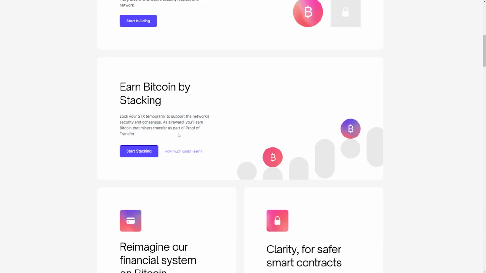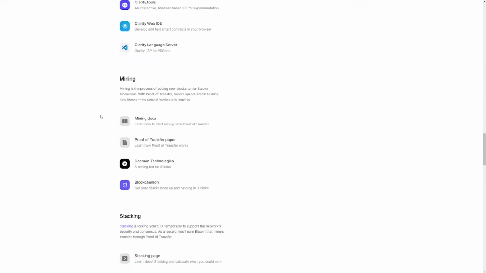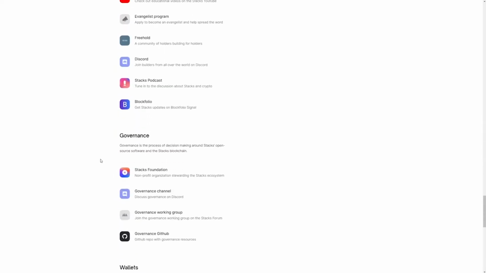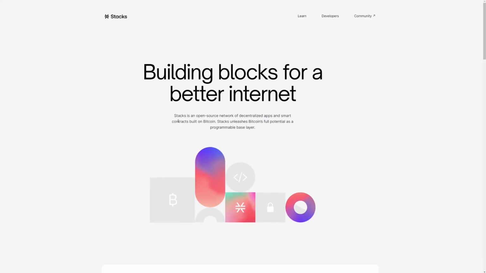Also as Ethereum, but Ethereum is now slowly moving away from proof of work towards proof of stake. And finally, down here you can see they have plenty of resources for developers or mining or stacking, etc. You can join the community and so on and so forth. But actually just above that we have the explore stacks option. So here we can click on what is stacks and get a bit of a better idea.